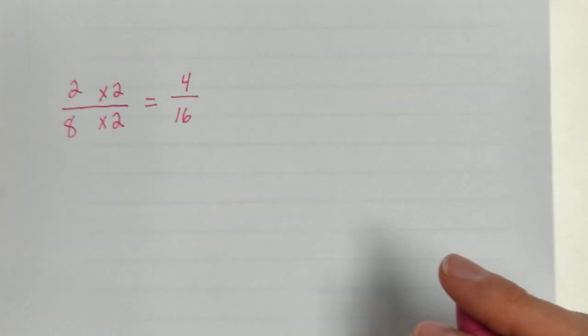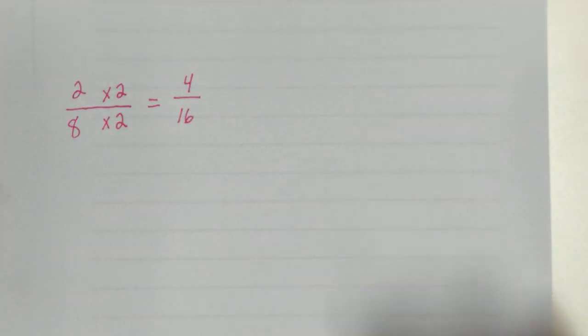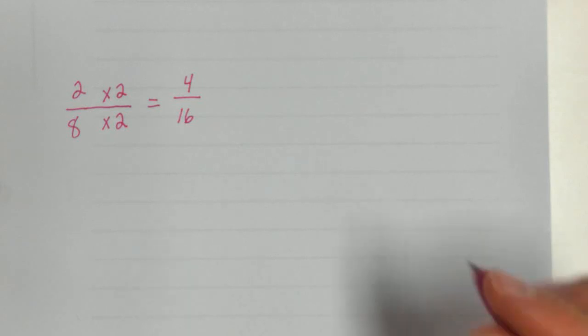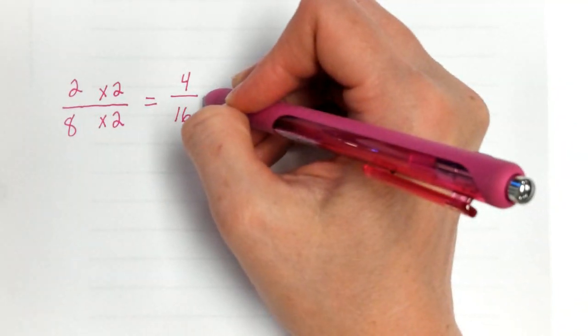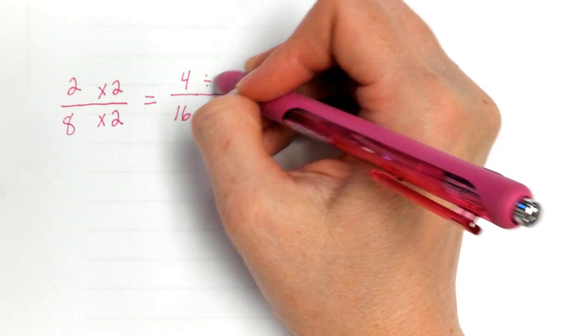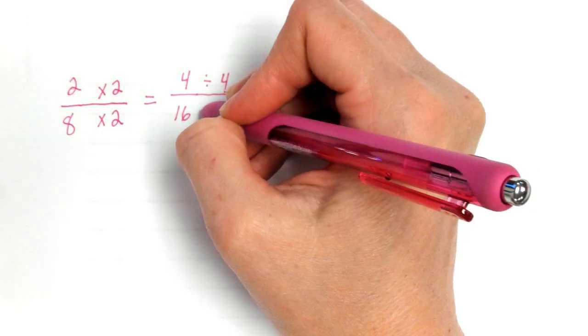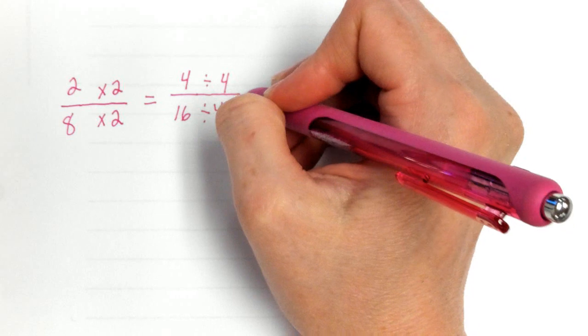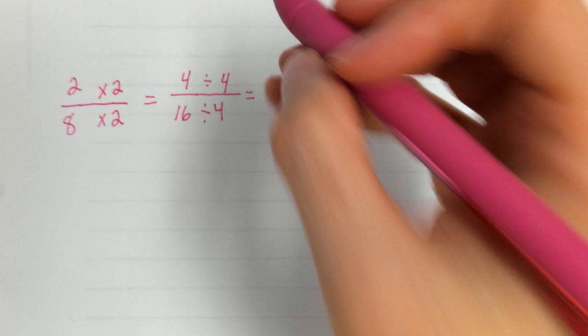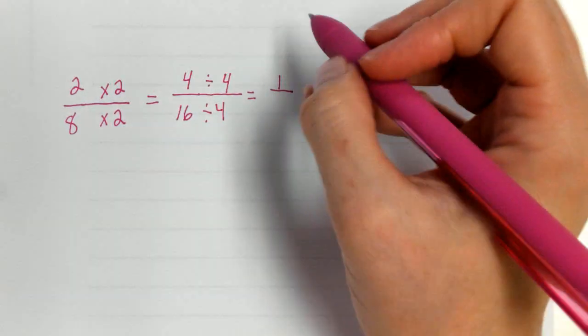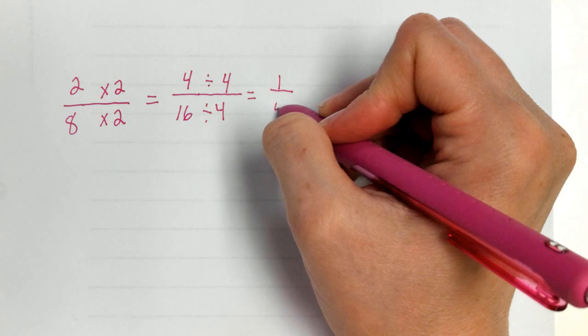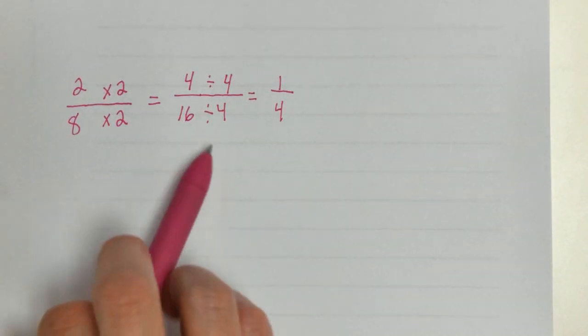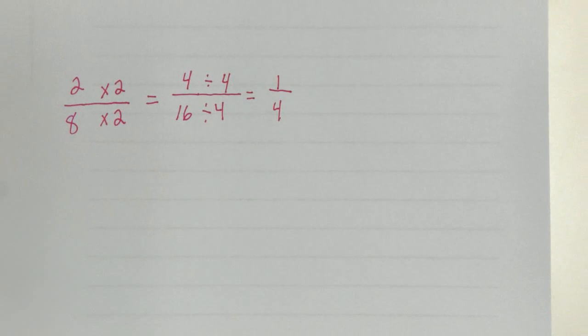Now, this rule also applies for division. If I divide the numerator and the denominator by the same number, I get an equivalent fraction. So if I divide the numerator by 4 and I divide the denominator by 4, what will I get? 4 divided by 4 is 1. 16 divided by 4 is 4. 1/4 and 4/16 and 2/8 are all equivalent fractions. They all represent the same amount as the whole.